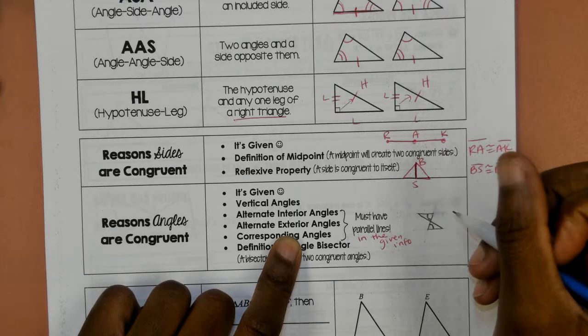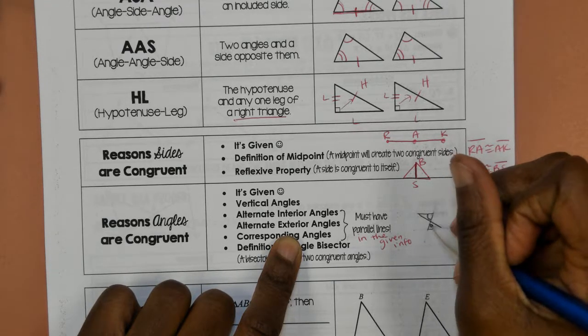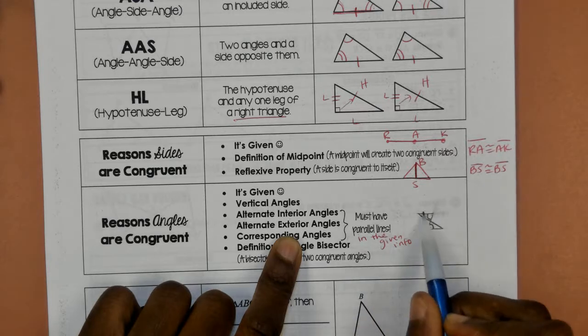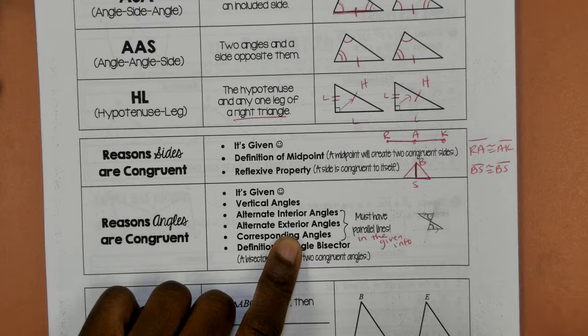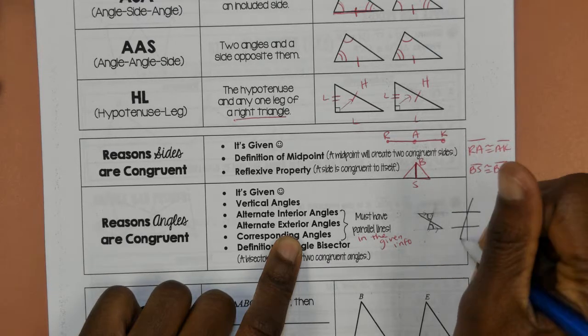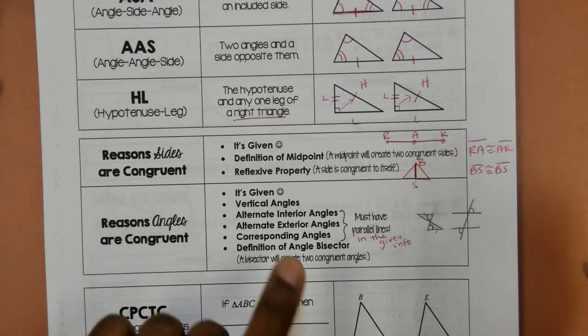Alternate exterior angles are going to be outside of the triangles. So again, these would be congruent if the lines they're on are parallel. So if this line is parallel to this line, these two angles would be congruent. Alternate exterior pair, if I draw my lines again, it might be like this and this.